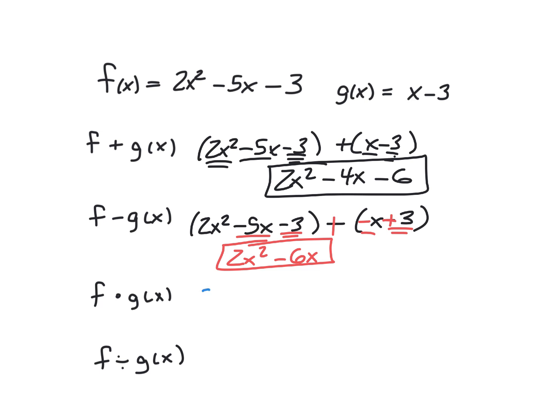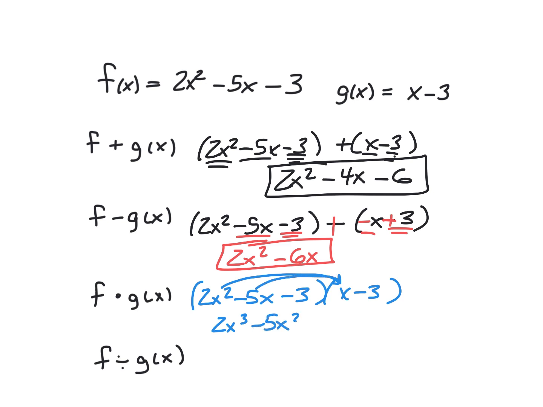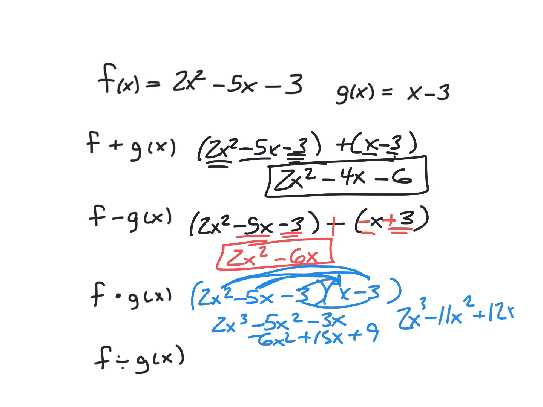Multiplication. We're going to take f of x and multiply by x minus 3. I'm going to distribute. So I've got 2x cubed minus 5x squared minus 3x. Then I'm going to multiply each term by the negative 3. So I have a negative 6x squared. I have a positive 15x. And I have a positive 9. Combining those like terms, 2x cubed minus 11x squared plus the 12x plus 9.